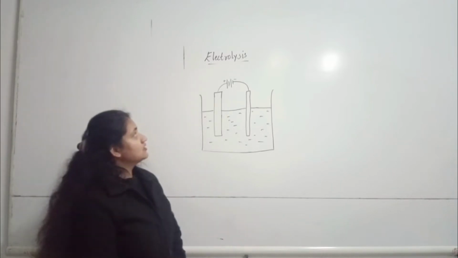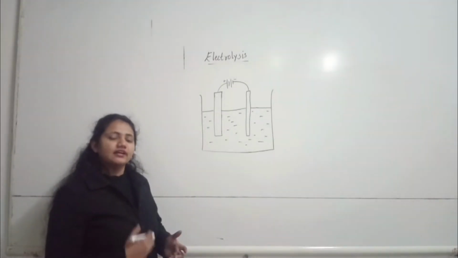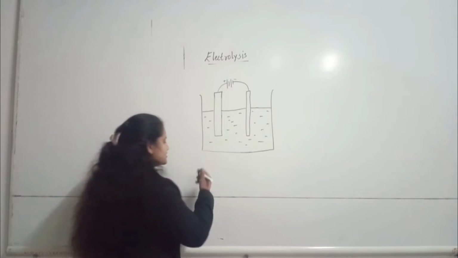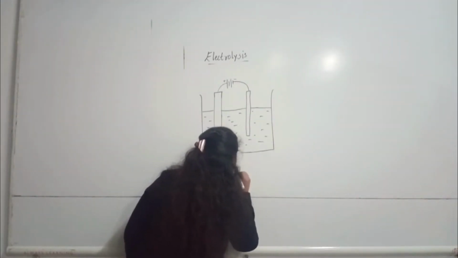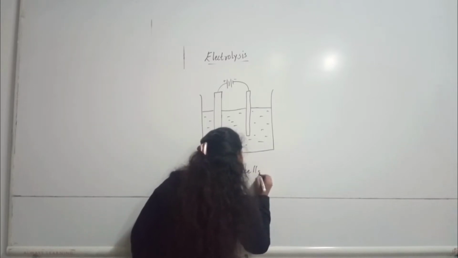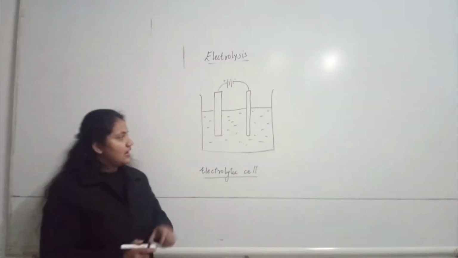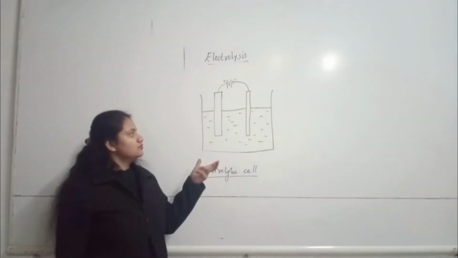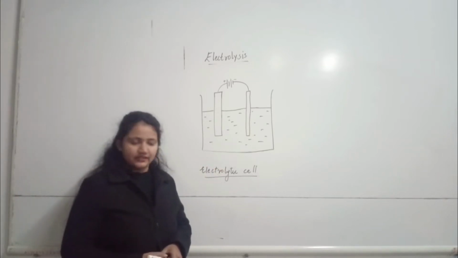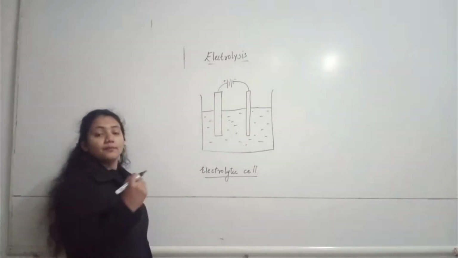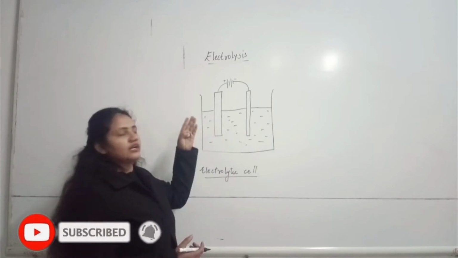My topic for today is electrolysis. Earlier we discussed what electrolysis is and a slight discussion about what an electrolytic cell is. I have drawn a simple diagram of an electrolytic cell, but we will be discussing it with the help of an example, a process called electrolytic refining, which is one of the applications of the electrolysis process.